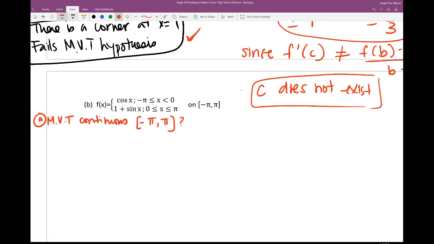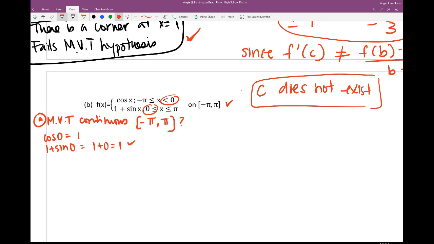Well, the issue is really, if you think about it, at 0, right? So let's check it out. If the output of the top part and the bottom part are equal, then that means it's continuous. So cosine of 0 equals 1. And 1 plus sine of 0 equals 1 plus 0 equals 1. So checked, continuous.